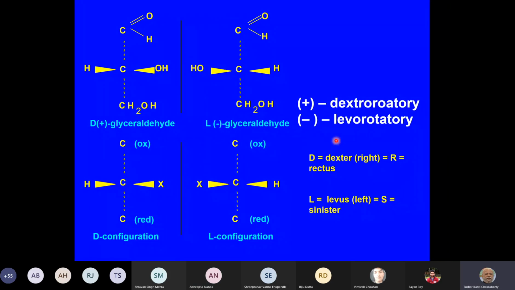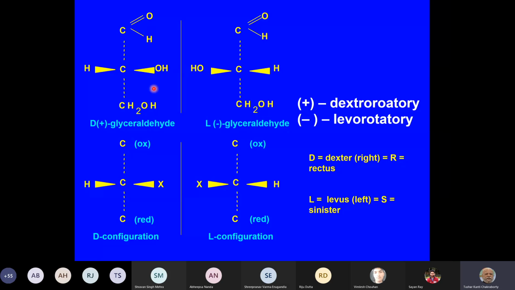Pointer, the pointer. Okay. So you have oxidized on the top, reduced form on the bottom, and if you write like this, and hydroxyl comes, then in the case of glyceraldehyde, people found that this is positive, dextrorotatory, and rotates. We'll come to that one, optical activity and all. And then they gave the configurational nomenclature to this compound as D plus.